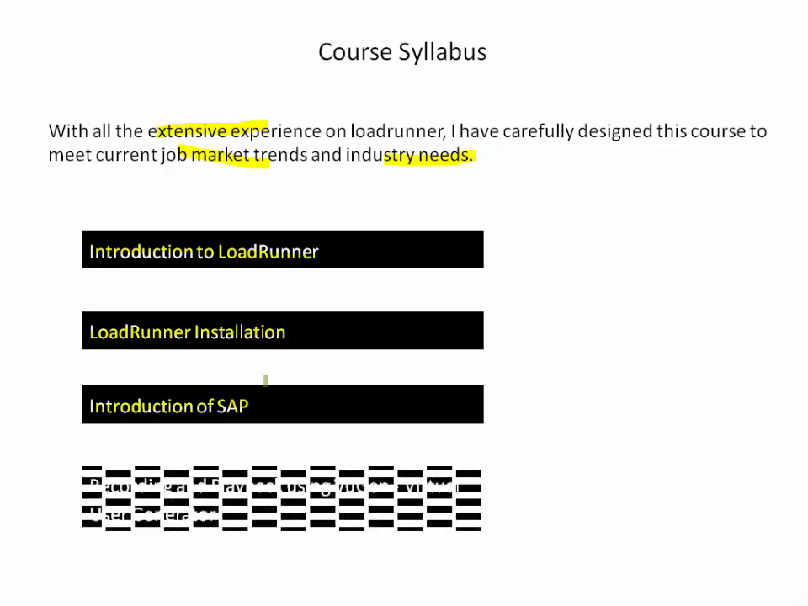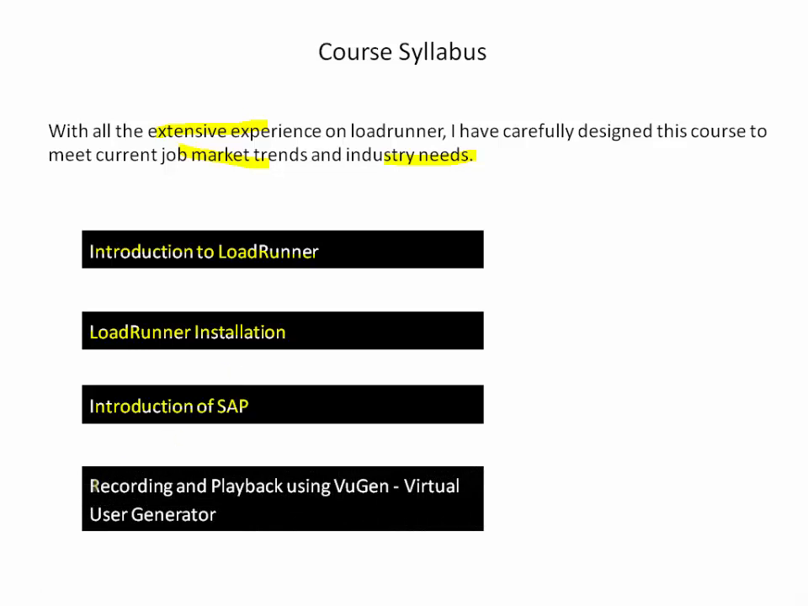Now, the most important thing, record and playback using VGen or Virtual User Generator. There are certain things on SAP servers you have to enable so that they will support the recording. So we'll start with that. Then we'll go ahead and record, and we will open the code and go through the code very carefully and try to understand how the code is being generated and all that.